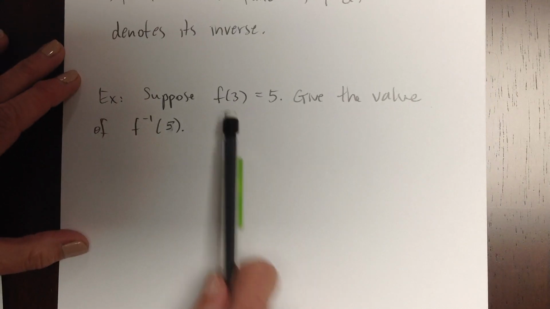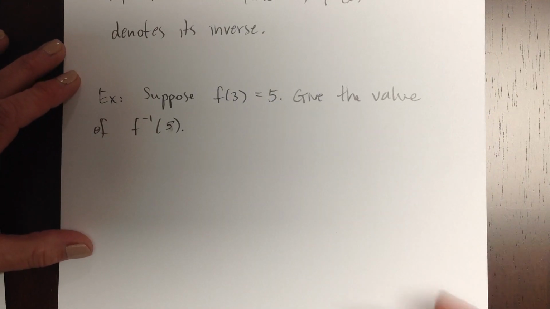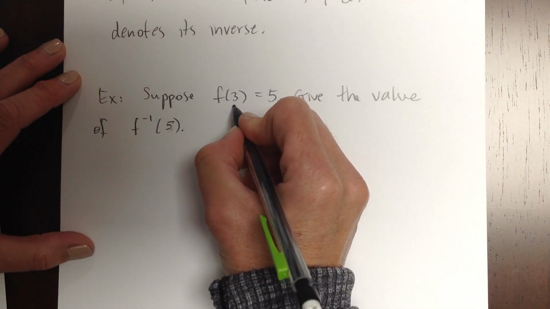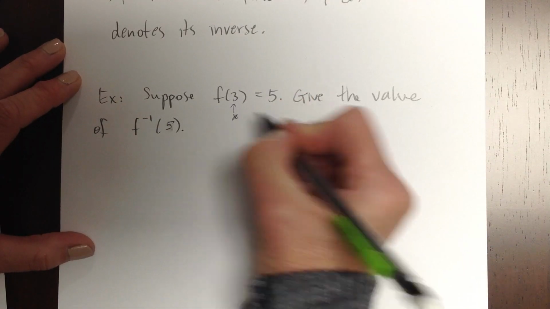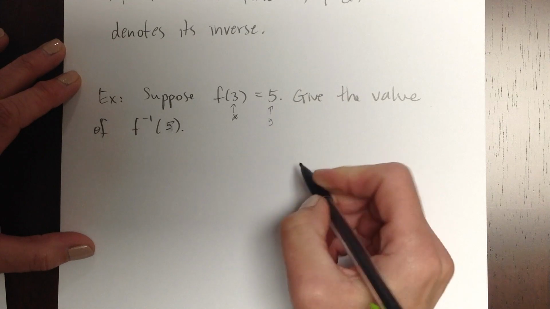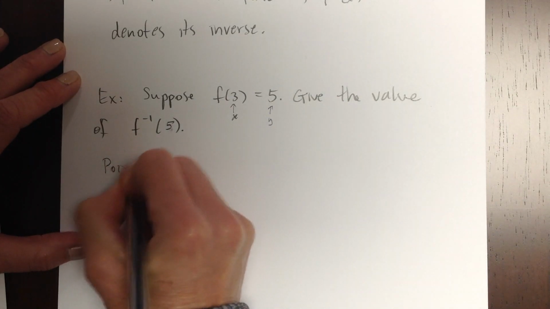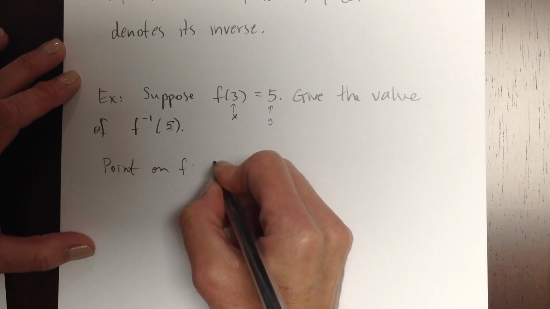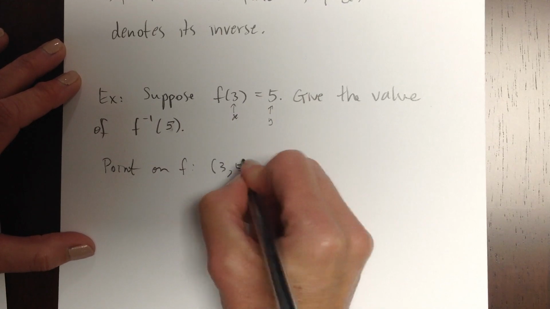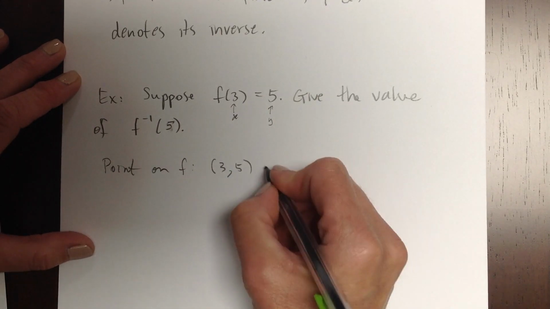So what's a point? So I know that f of 3 is 5. So what's a point on the graph of f? So the 3 is the x-coordinate, and the 5 is the y-coordinate. So a point on f is (3, 5).